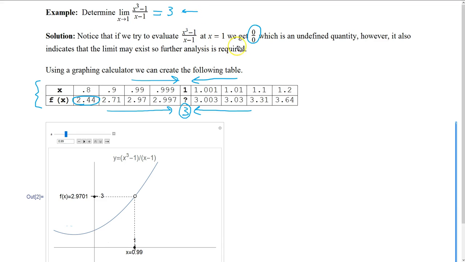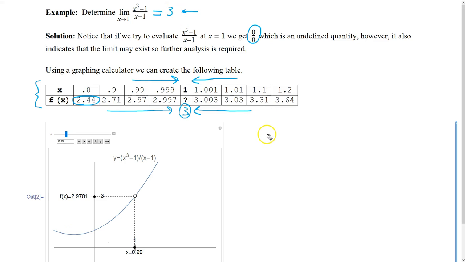Now let's just note one other thing here. When we're evaluating the limit of a rational function like this one, this is a rational function because it's the quotient of two polynomials. When you evaluate the limit as x approaches c, if you put c in for the x's and you get 0 divided by 0, that indicates that the limit may exist, and so further analysis is required. Now we will look at techniques for proving that this limit is 3 later on.